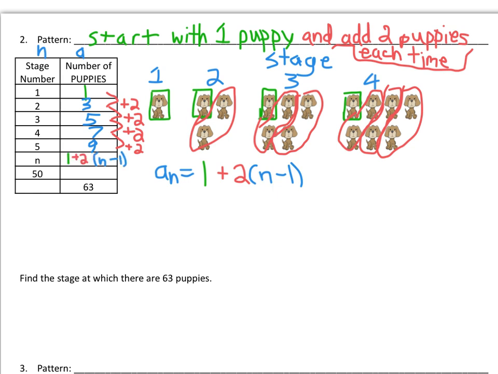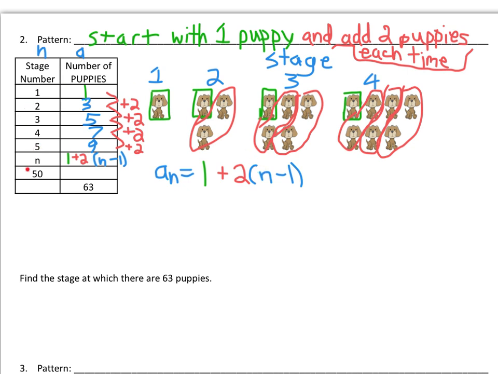We can verify that's correct by plugging in stage 1 for n. 1 minus 1 is 0, times 2 is 0, plus the 1 is 1. Plug in 4 in place of n. 4 minus 1 is 3, times 2 is 6, plus 1 is 7. Remember, it should give me these answers on the right for whatever n value I plug in.